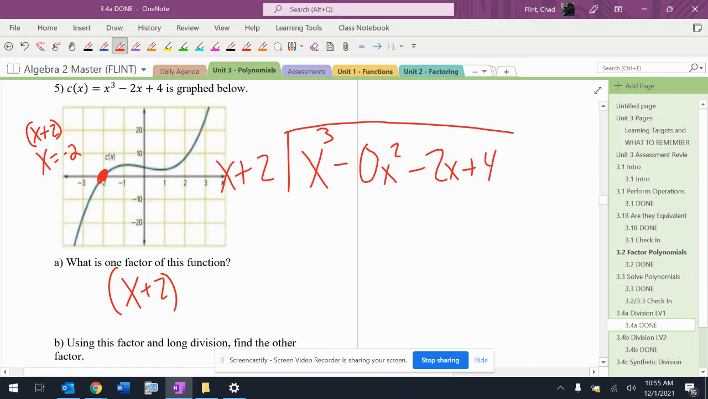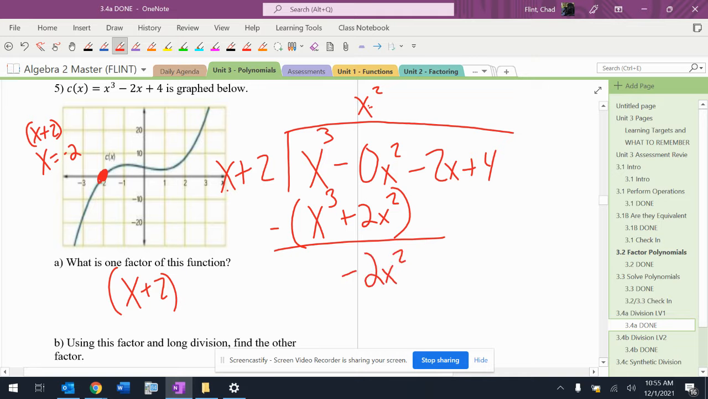Now I'm going to do x plus 2 here. All right. So how do I get an x to the third? I get x squared because x squared times x is x to the third. X squared times 2 is plus 2x squared. 0 minus 2 is negative 2x squared minus 2x. Bring the next term down.